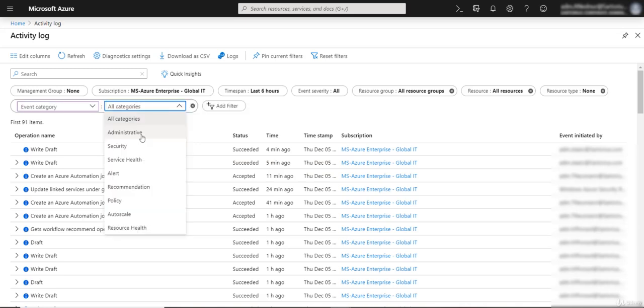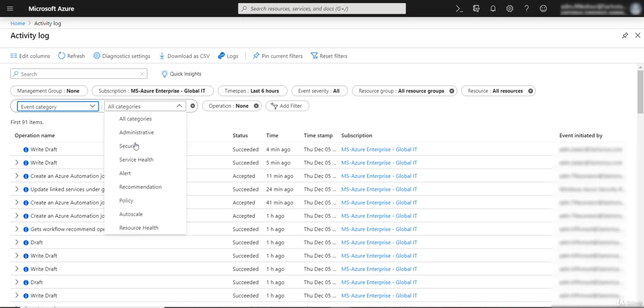Administrative. This category contains the record of all create, update, delete, and action operations performed through the resource manager. Examples of these types of events you would observe in this category include creating a virtual machine or deleting a network security group. The administrative category also includes any changes to role-based access control in a subscription.